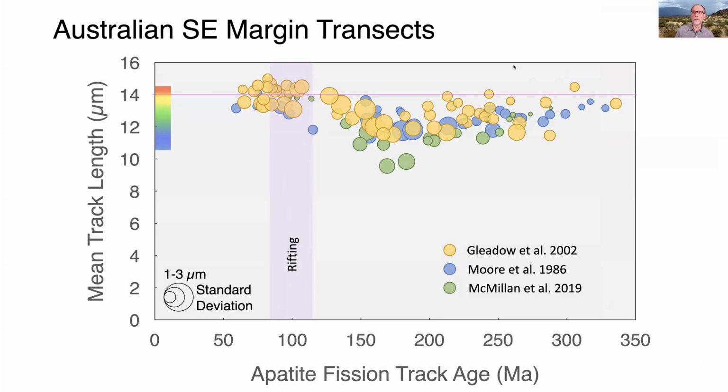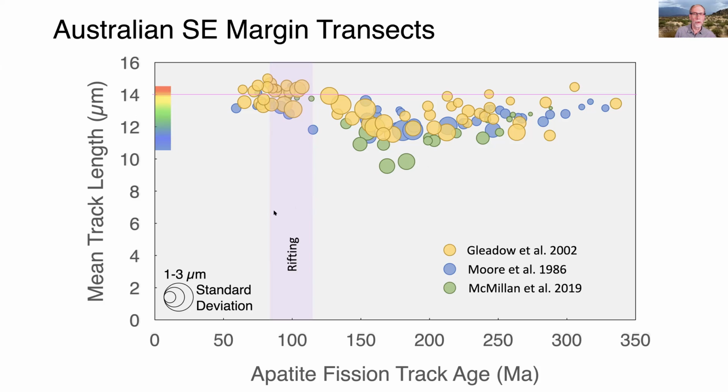The older ages have mixed track lengths around about 12.5 to 13.5 microns. In the intermediate mixed ages, we get the mean track lengths going down to 10 microns or even a little lower, and going up again to about 14 microns for the youngest events.